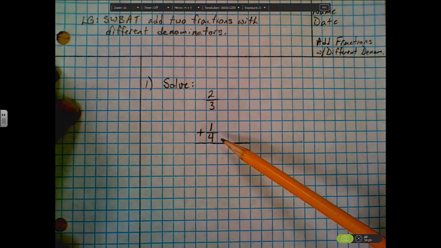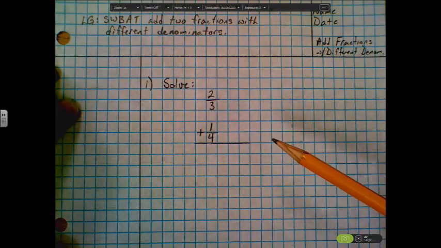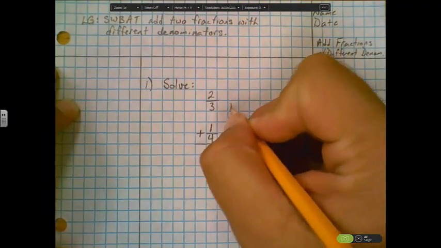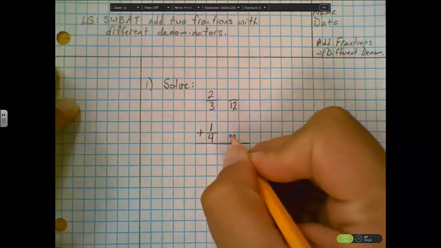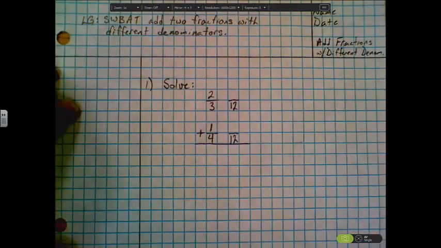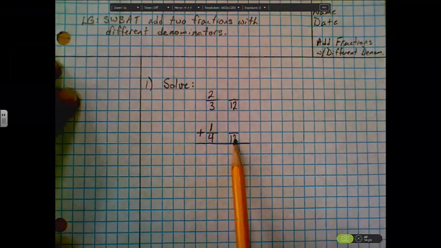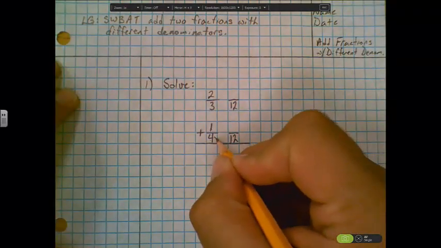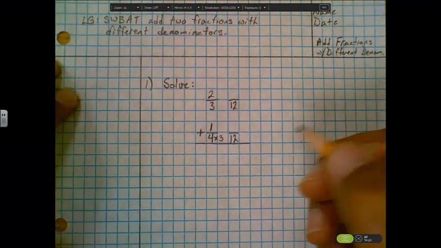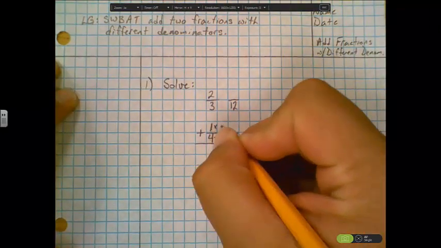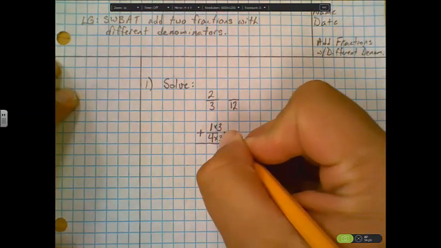4 times 3 is 12. Does 3 go into 12? Yes, it does. And so we're going to make 12 our denominator. And so we're going to write that down for both of them over here to the side. Then we ask ourselves, 4 times what number is going to equal 12? Well, we know that 4 times 3 equals 12. And we know that if we multiply on the bottom, we have to multiply on the top because we want the fraction to have the same value.